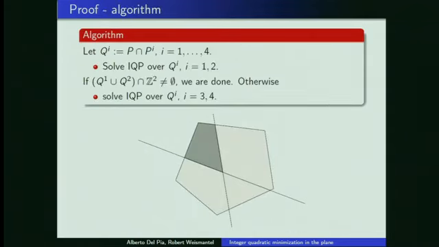So here's what we do. And the sequence is important. So we look at these four regions, and now we solve this quadratic programming problem. We intend to solve this quadratic programming problem over Q1 and Q2. If there's no integer point in the union of these two sets, then I claim we are done.